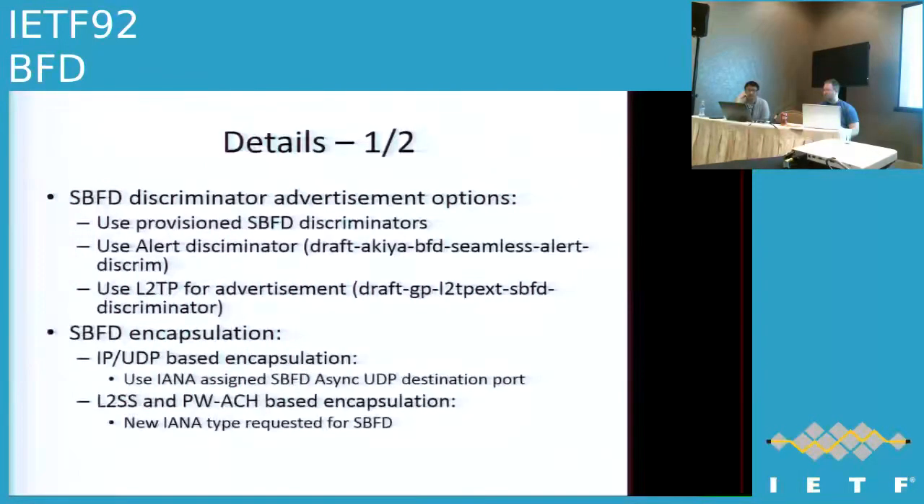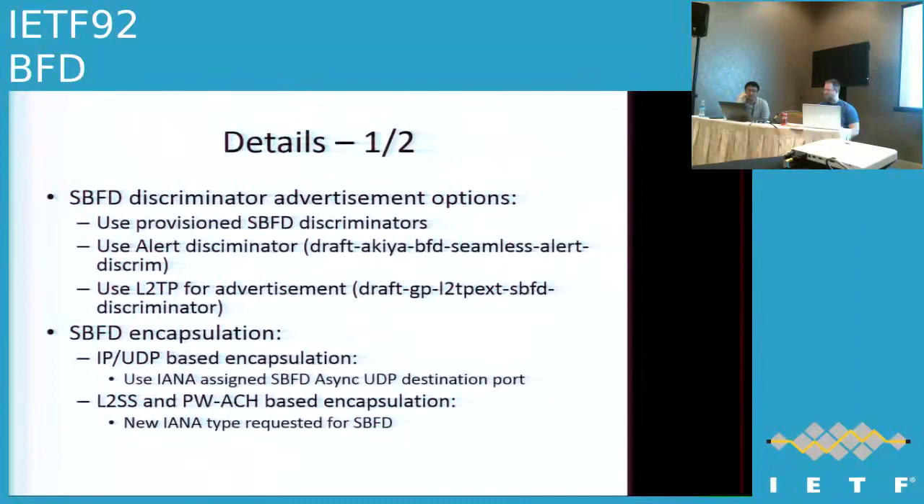So we have a few options, and we're looking for feedback on some of these. We have a number of ways of doing the SBFD discriminator advertisement. One is to simply use provisioning, and for a provisioned pseudowire, that may well be the right thing to do. Another is to use the alert discriminator that we just spoke about. For L2TP, there is a draft, L2TP extensions for SBFD discriminator, which describes how to do the advertisement within the L2TP protocol. If you recall, L2TP has got its own private signaling protocol.